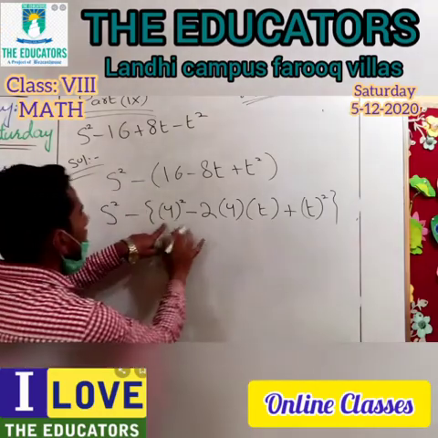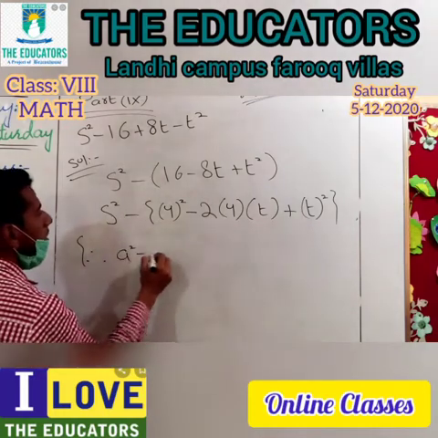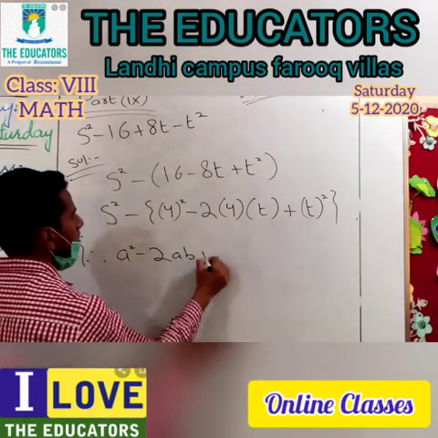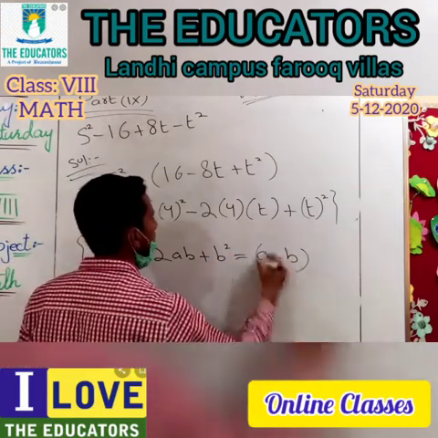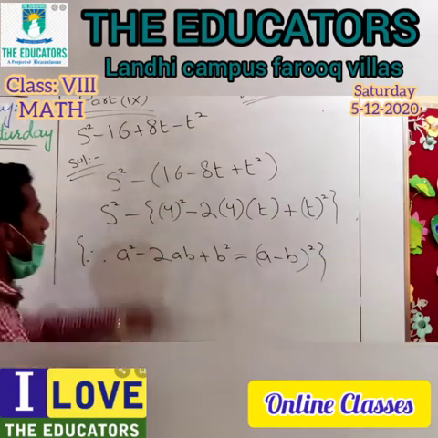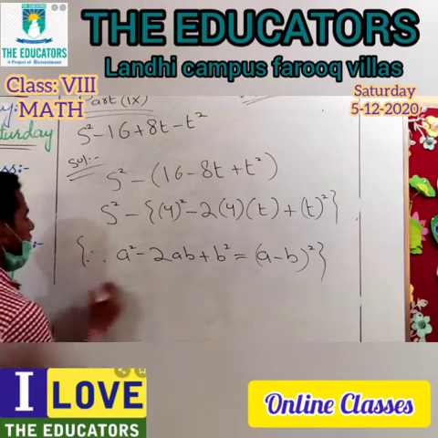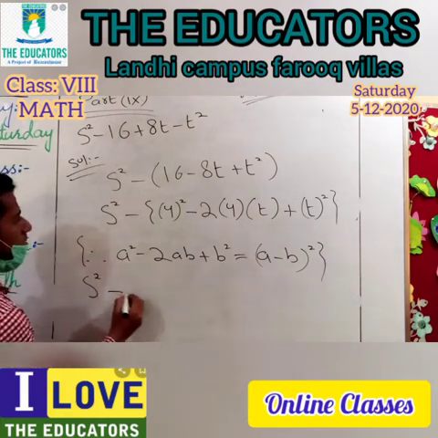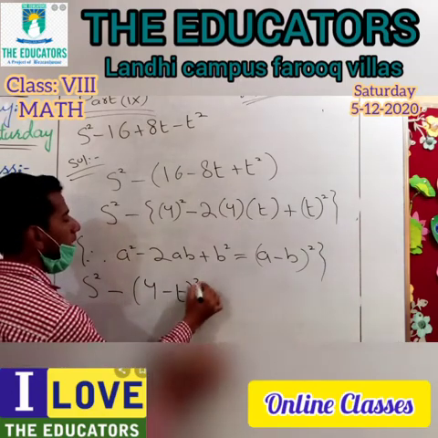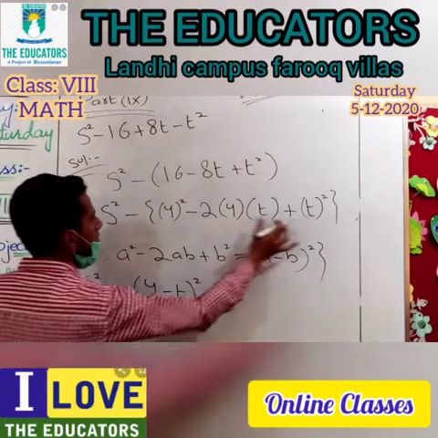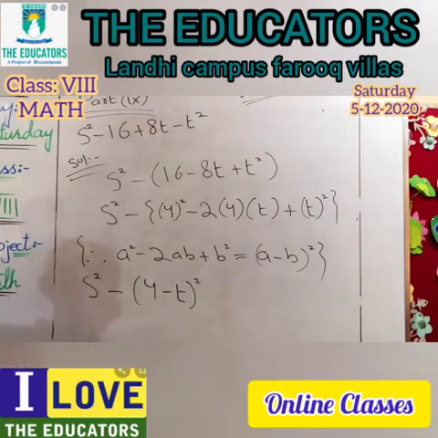Now a square minus 2ab plus b square, we know it very well, equals a minus b to the whole square. So we have 4 as a and t as b. I am using this formula: s square comes as it is, minus 4 minus t to the whole square, according to the formula a square minus 2ab plus b square is equal to a minus b to the whole square.